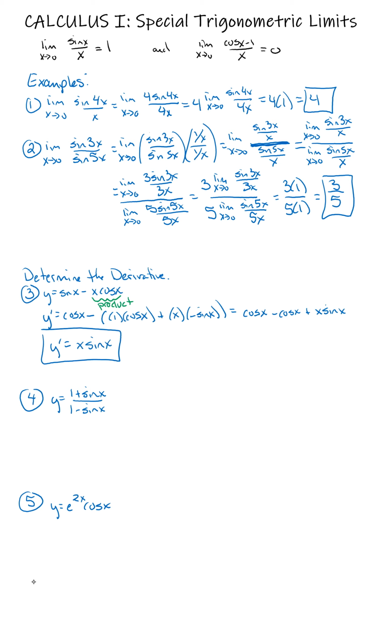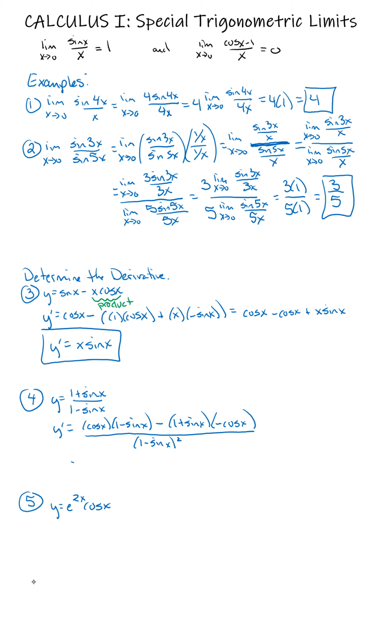All right, let's try example 4. We've got y is equal to 1 plus sine of x over 1 minus sine of x. So y prime, again using the quotient rule, we're going to take the derivative of the numerator, that's cosine, times the denominator, minus the numerator, times the derivative of the denominator. All of this is over the denominator squared.